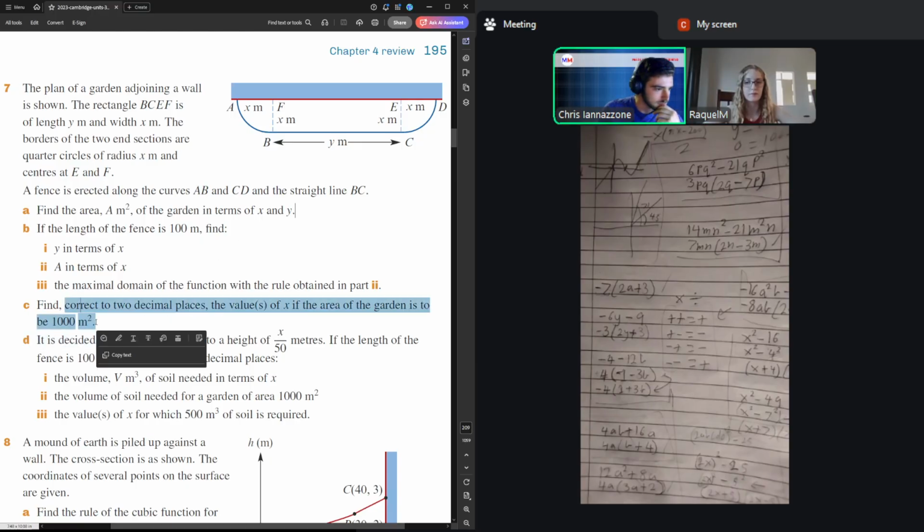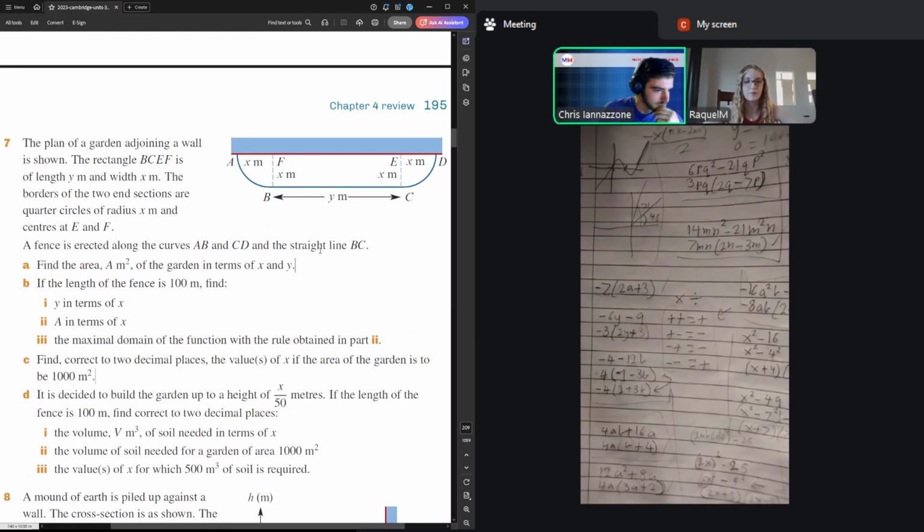And then C is kind of whatever. You can do it if you like, just forcing the area to be something and solving for x. But D is probably more important. Up to you. No, let's skip that one and go to the next.